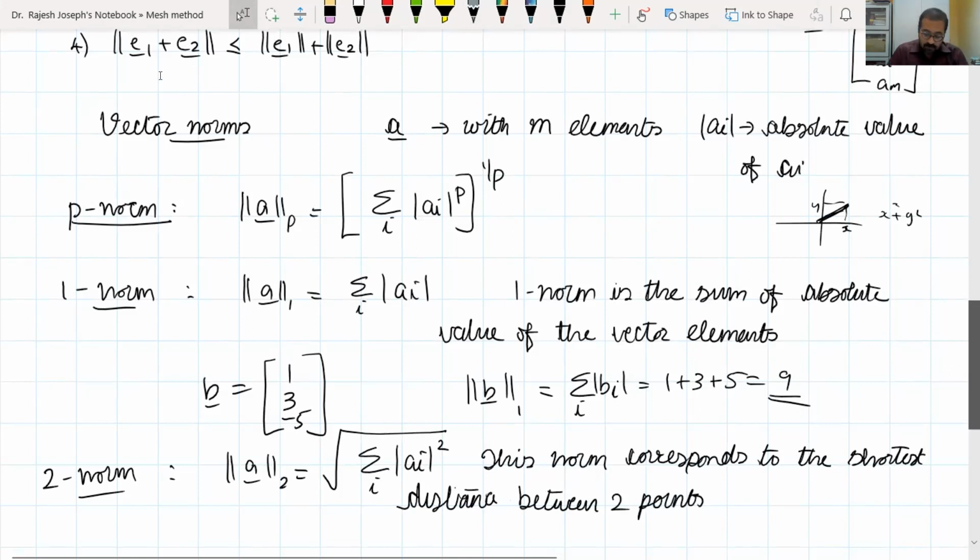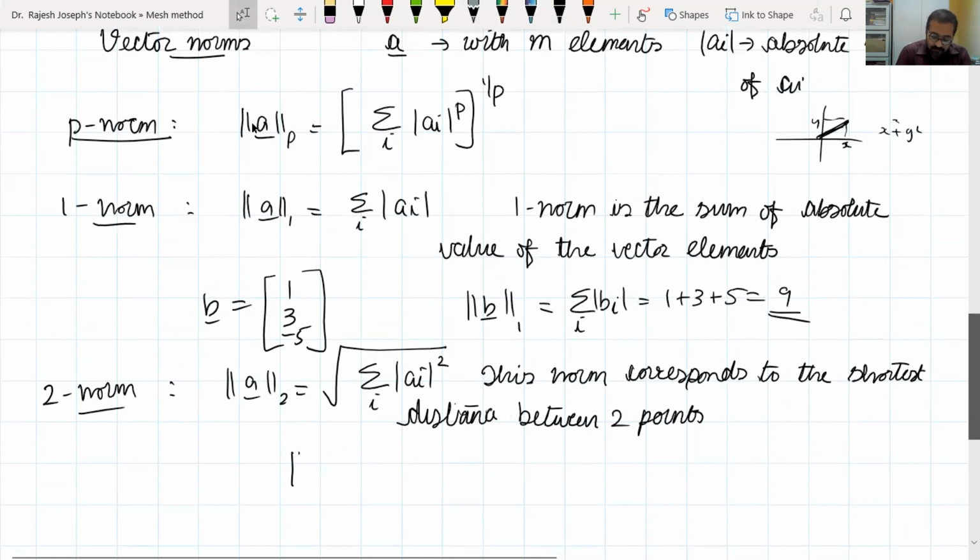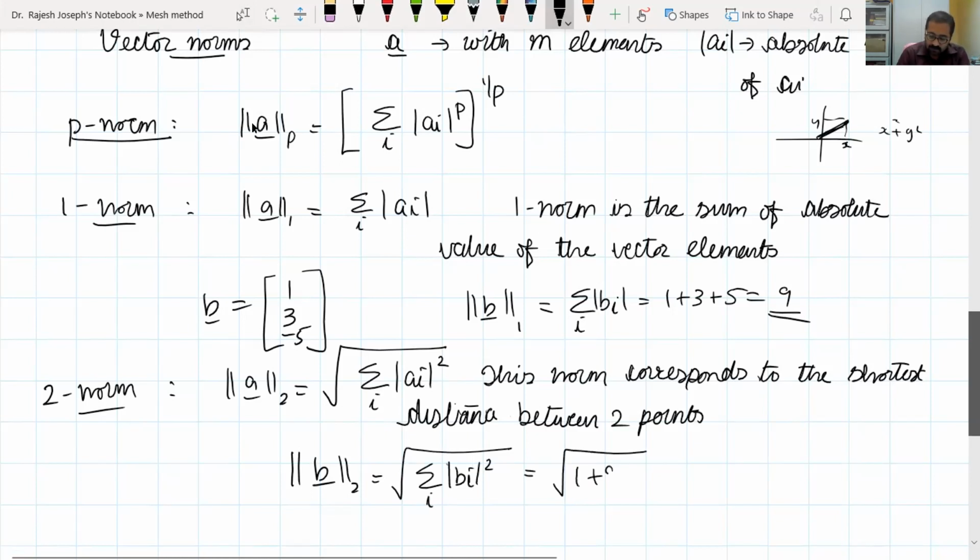So let us try to find the 2 norm of this vector. What will you get? Root of sigma I bi square, so root of 1 plus 9 plus 25. That's nothing but 5.916. So the one norm was 9, which measured the size of the vector in some sense. With the 2 norm, the size is measured as 5.916.